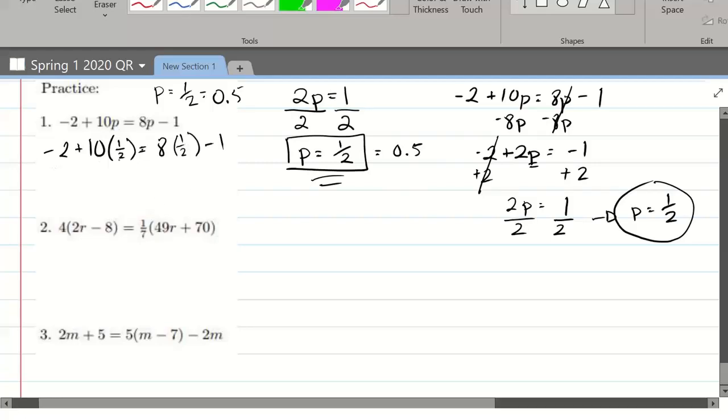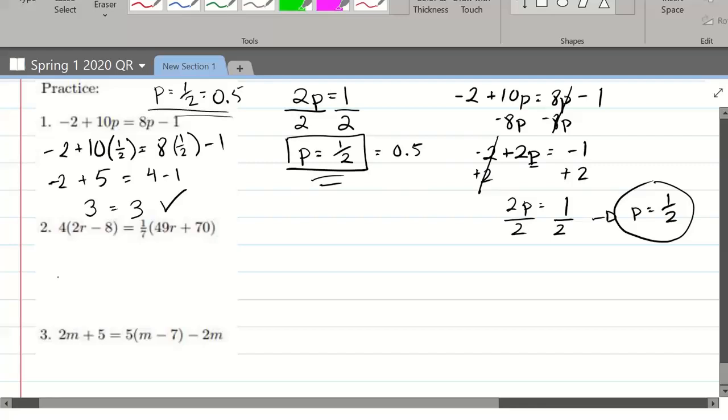10 times half is 5, so half of 10 is 5. All right, minus 2 plus 5 is equal to half of 8, so 8 times half is 4 minus 1. So let's put this in the calculator. Minus 2 plus 5 gives us 3. 4 minus 1 is also 3. So that means we did it correctly.